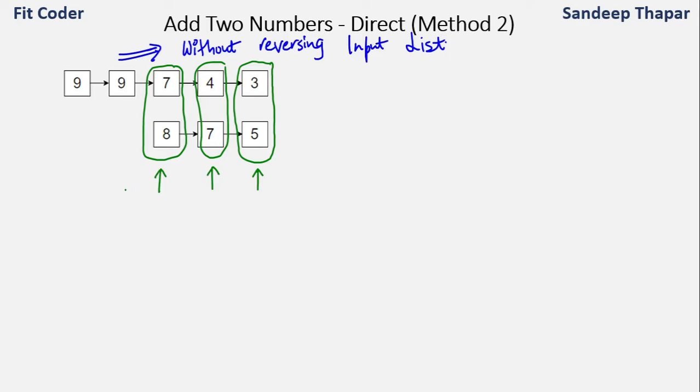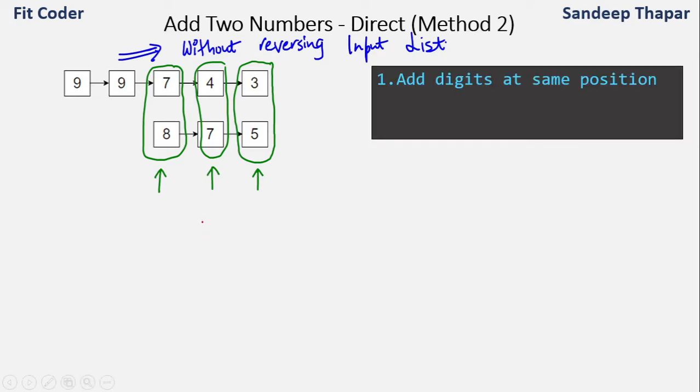So we need to add the nodes which are in the same position from the last node. We'll solve this problem by splitting it into smaller sub-problems. In the first case, we'll add the digits at the same position. So 3 and 5 will give us 8, then 7 and 4 gives us 11, then 8 and 7 gives us 15, 9 and 9. Because there is no element which can be added with these two 9s.